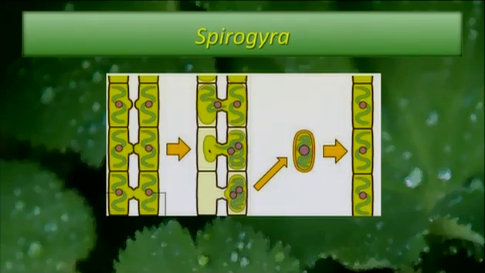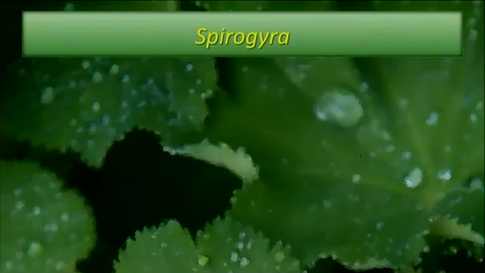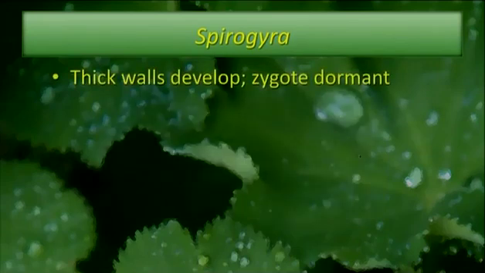So the one that actually sends its protoplast into the other cell is generally the one that's thought to be the male cell, or what we designate as a male cell. And the one that receives the protoplasm from the other cell is called the female cell. They come together, the nuclei fuse, and then they become diploid. So that's called conjugation. Then you have thick cell walls developing, and the zygote goes dormant.